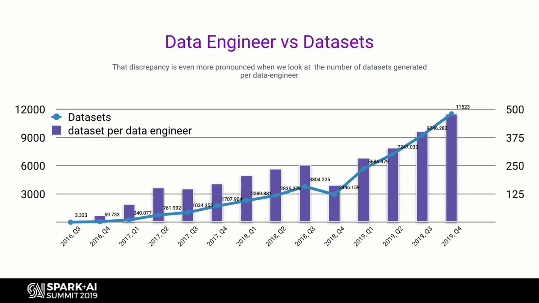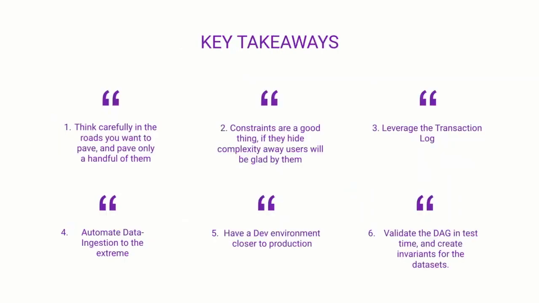So with some results, this is the number of data sets that we have, the line, which is like 12K, and the bar is basically how many data sets a data engineer maintains. It's really cool that we are adding a lot of new data sets, and we are also increasing the number of data sets per data engineer. So the idea is scaling. As we add more data sets, we don't need to have as many data engineers. So the platform itself is scaling.